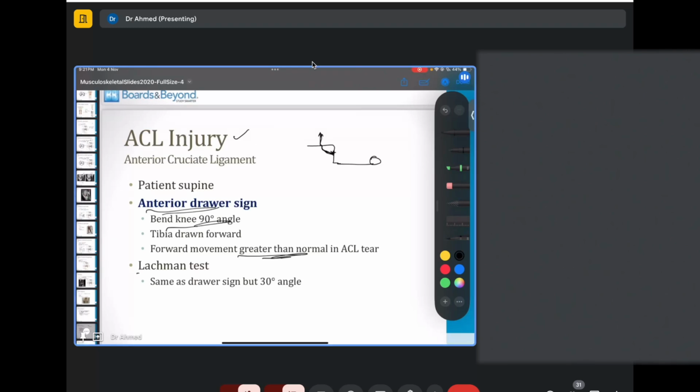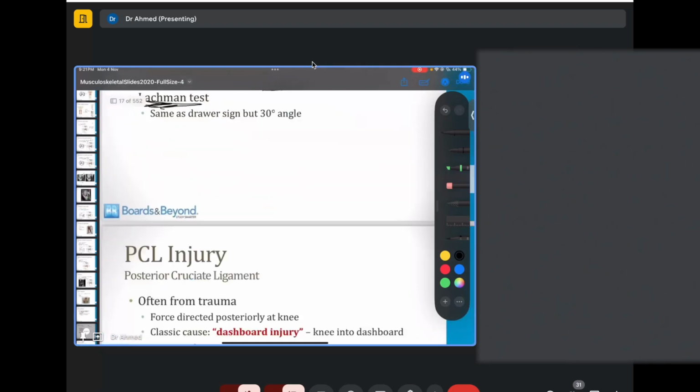You can also use another test known as the Lachman test. Just have a 30-degree angle like that, and then just pull it. So the idea is the same. You are basically checking the activity of your anterior cruciate ligament.